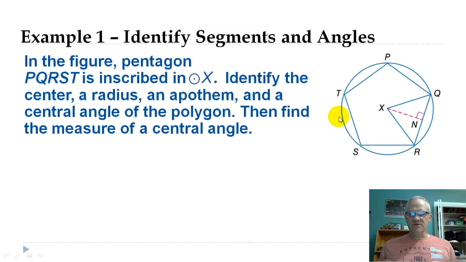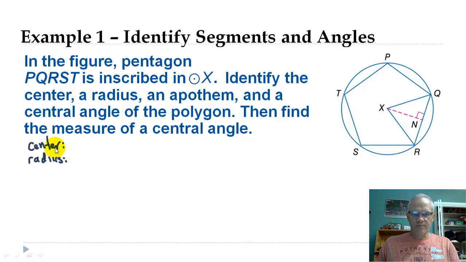All right, so first thing is, let's just identify a few things here. In the figure, we have pentagon PQRST. It's inscribed in circle X. Identify the center. All right, so let's do this here. Center. Radius.